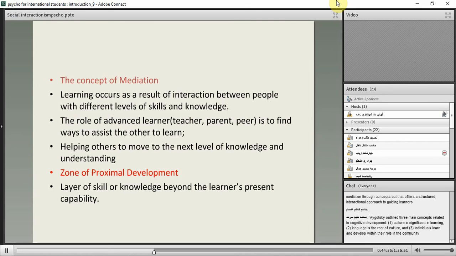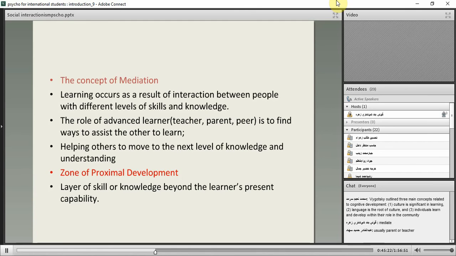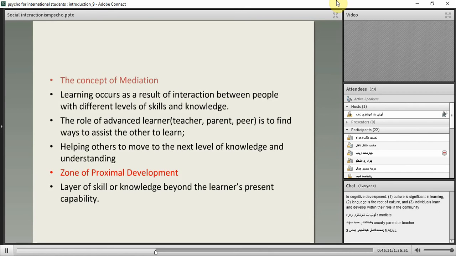Two major concepts were derived and introduced as a result of this school of thought. One is the concept of mediation, right? Mediation comes from the word mediate. What do you mean by mediate? Very good. To come in between. To mediate means coming between. Of course, this coming in between does not mean to interfere, right? Because interfere has a negative meaning, but coming between in order to offer help.